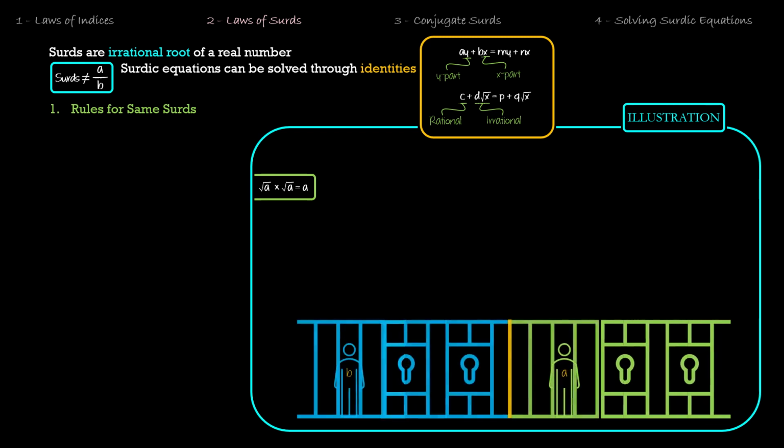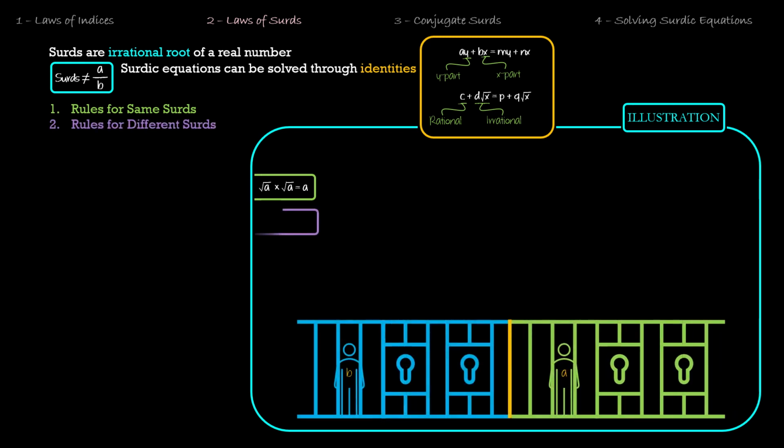For the second law, it states that the square root of a times the square root of b equals the square root of ab. You can imagine this as having two different people inside the jailhouse, and you will need two pairs of keys to free them. Since we only have one key each, which is not enough to free them, the number remains in the jail.